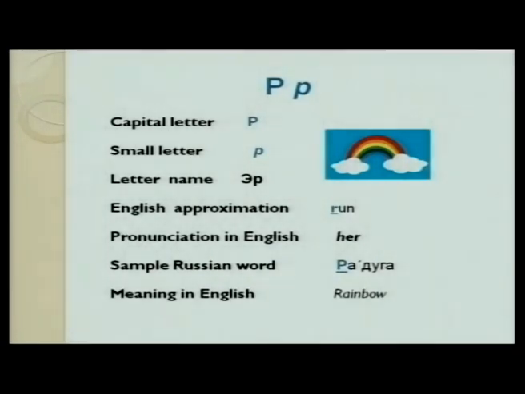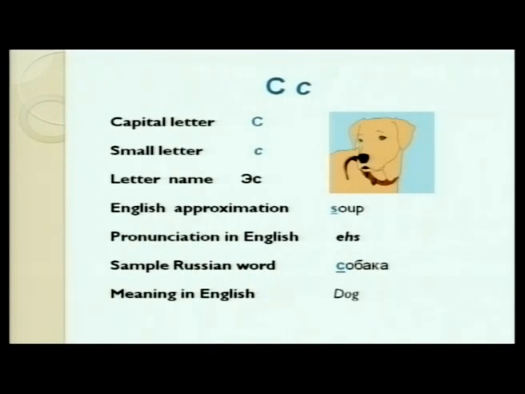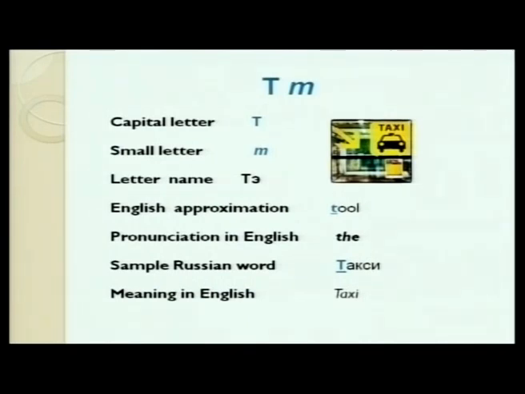The next letter is R, as in run. A sample Russian word for letter R as in raduga, which means rainbow. The next letter is S, as in soup. A sample Russian word for letter S is sabaka, which means dog. Let us go to the next letter now. The next letter is T, as in the word tool. A sample Russian word for letter T as in taxi, which means taxi.